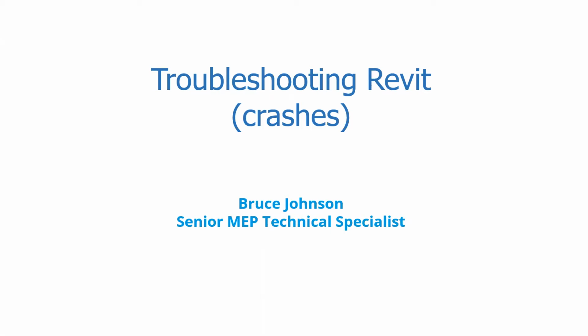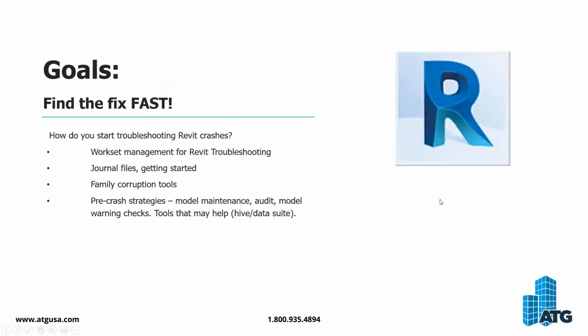So as far as the PowerPoint goes, I think I'll just go to my next slide, which is pretty much my last slide for the main part of the presentation here. So the goal here is, if you do have a Revit crash, how do you fix it? How do you fix it fast? I'll talk a little bit about some pre-work with workset management and Revit troubleshooting, journal files, just the tip of the iceberg on journal files: what they are, how to find them, where they're at. Family corruption tools. We do have a CTC tool that helps find family corruptions. And then pre-crash strategies, things like model maintenance auditing, model warning checks, things like that.